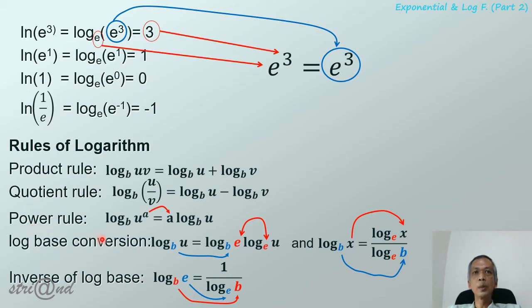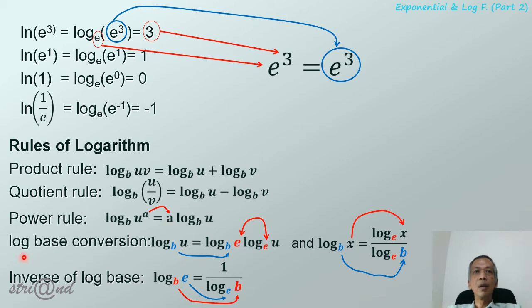And in the power rule, the logarithm of u to the power of a to the base of p is equal to a times the logarithm of u to the base of p. So the a here is moved to the front here.